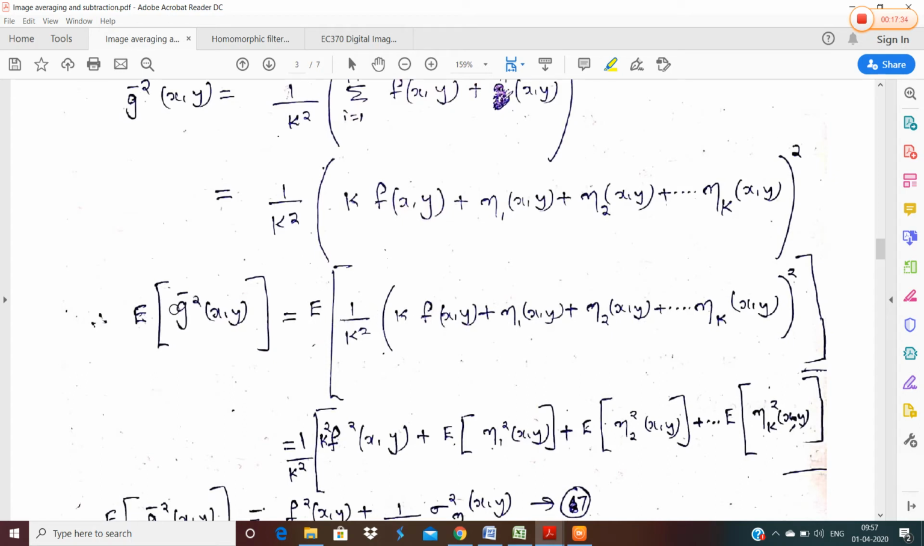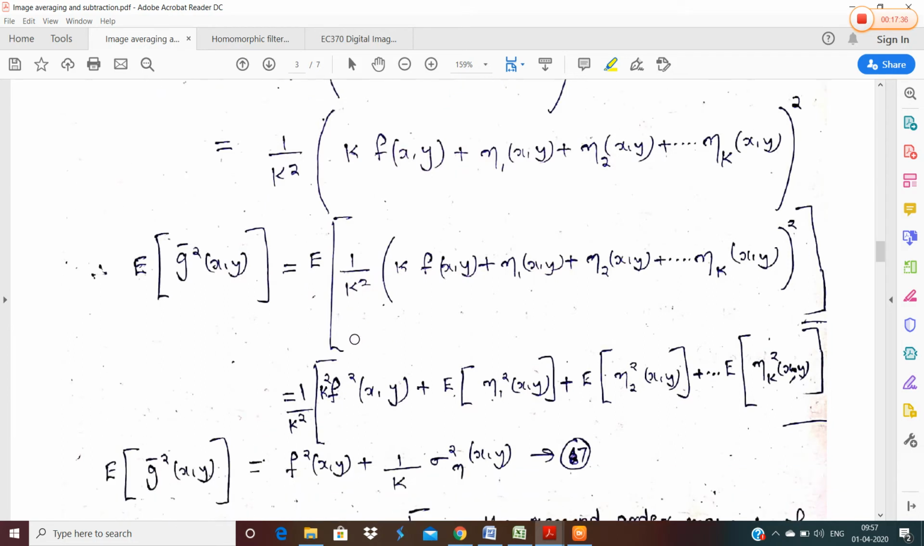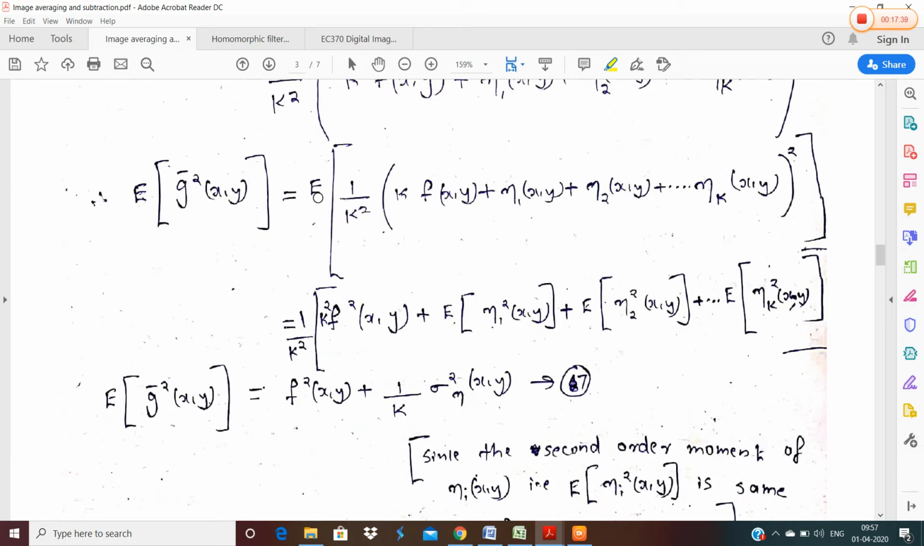Okay, next find the expected value of g bar square, then the expected value of 1 by k. Before that you need to expand this square. How can you expand this? You have a1 plus a2 plus a3 plus etc. to a whole square. We will get a1 square plus a2 square plus a3 square plus a4 square plus a1 a2, a1 a3, etc. So finally we will have the square of individual terms plus the product of these different terms.